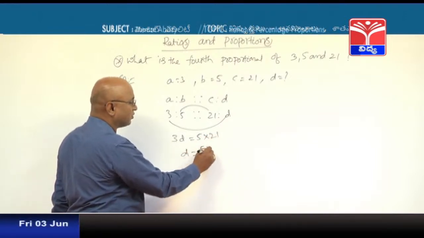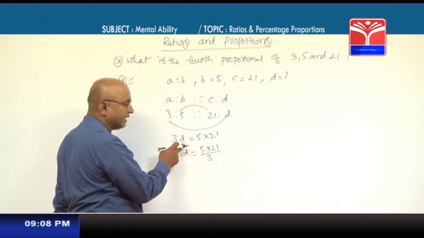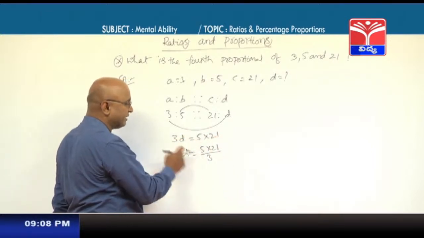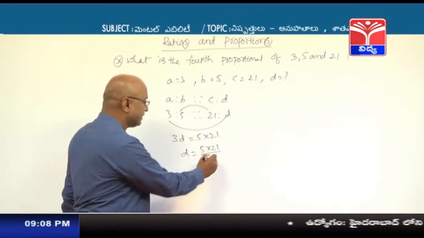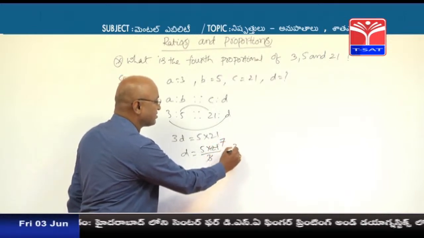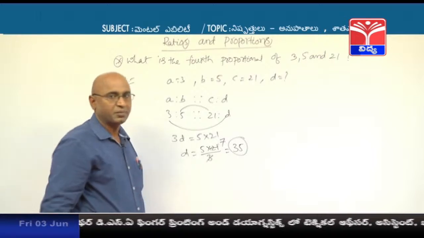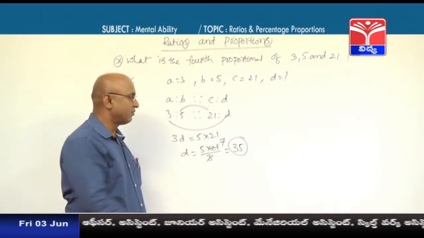Therefore, product of extremes is equal to product of means, that is equal to 5 into 21. D is equal to 5 into 21 by 3. Here 3 is multiplying D. When it goes to the opposite side, it divides that value. That is why D is equal to 5 into 21 by 3. That is 3 ones are 3, 3 sevens are 21, and 7 fives are 35. So the fourth proportional of 3, 5 and 21 is 35.